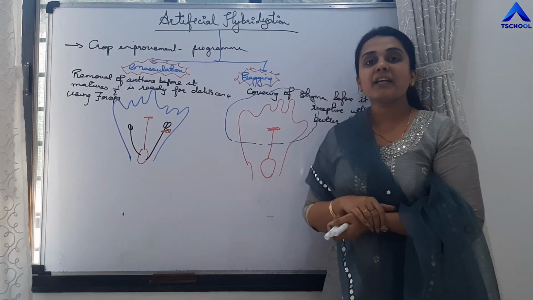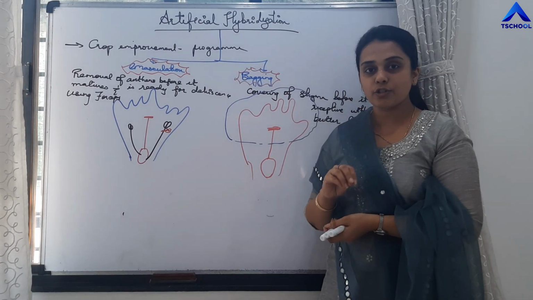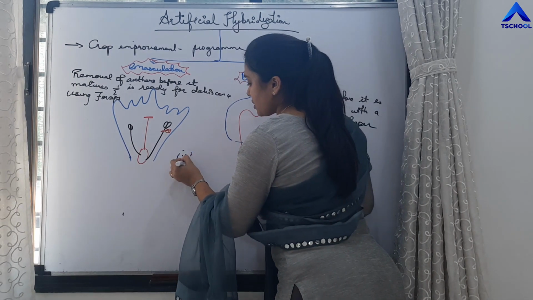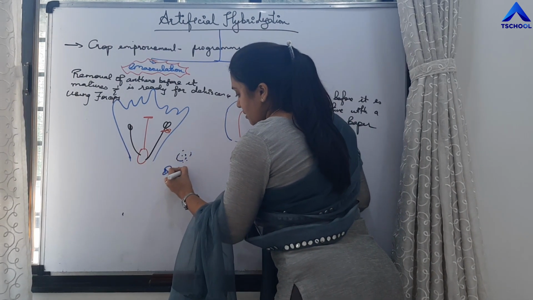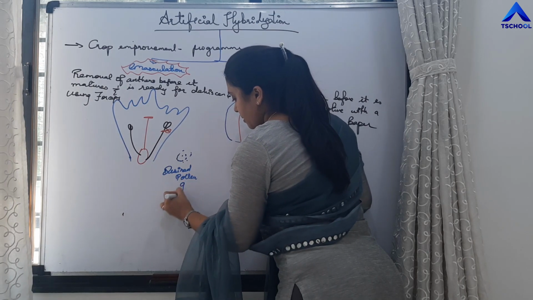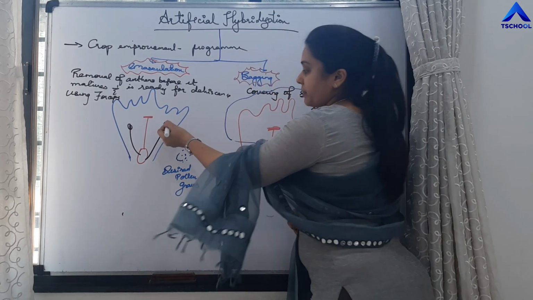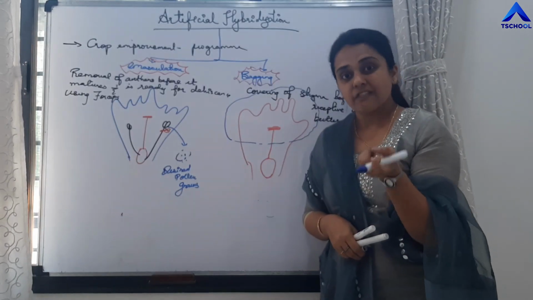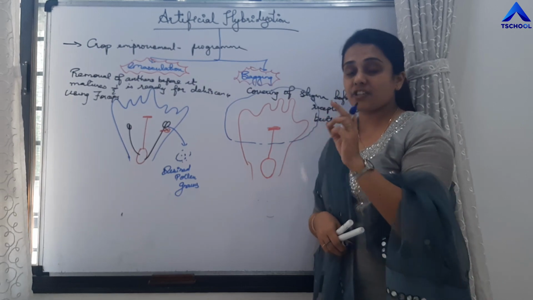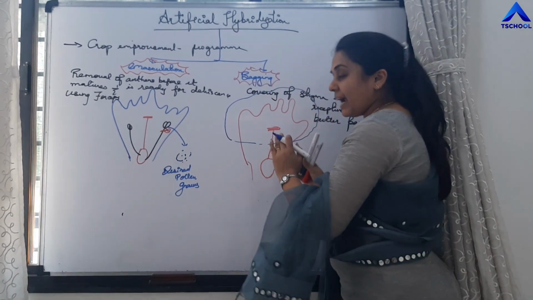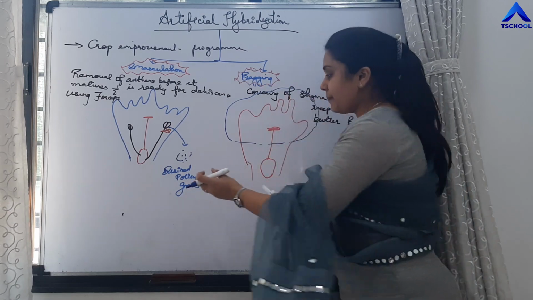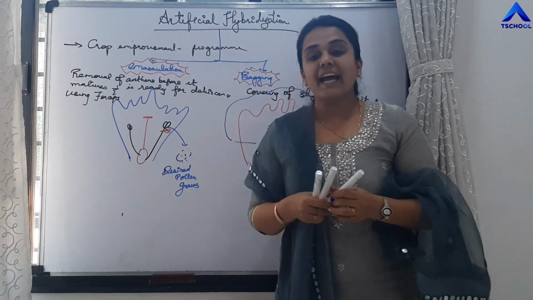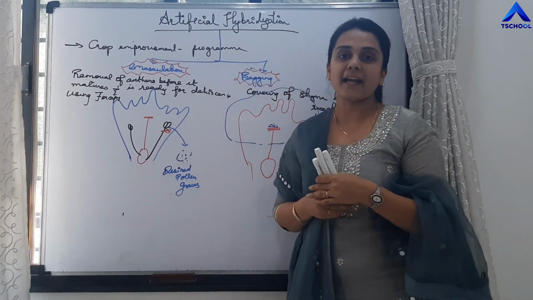Once the stigma becomes receptive and the anther matures, we have collected the pollen grains. Say these are the desired pollen grains from this anther. Once this stigma becomes receptive, we don't want unwanted contamination. That is why we have bagged it, covered it. Now we will remove the bag, sprinkle the desired pollen grains on the stigma, and again do rebagging.